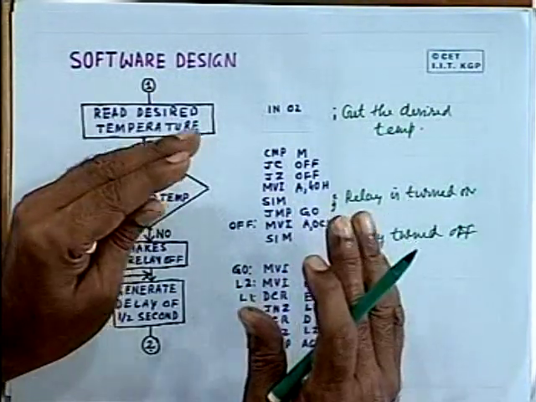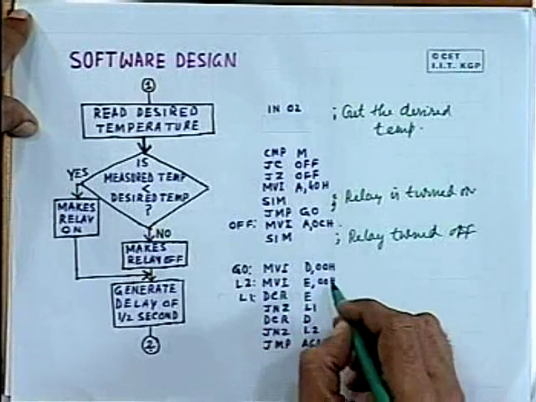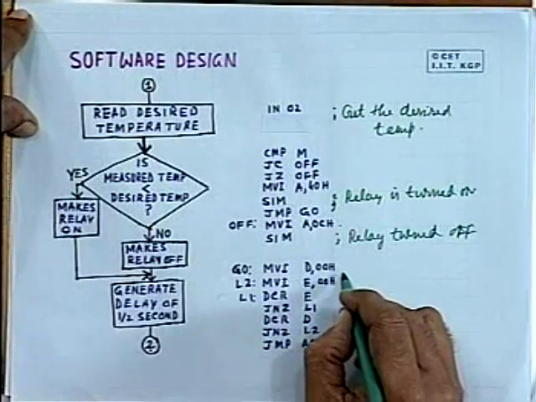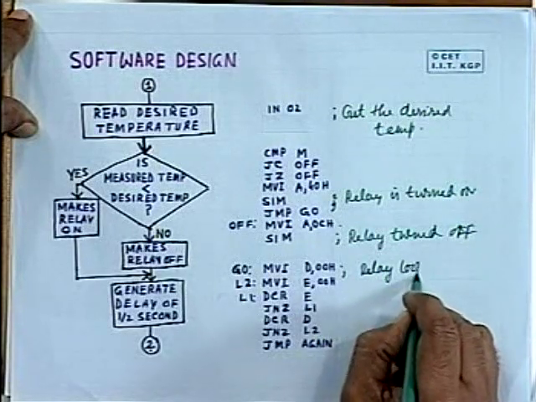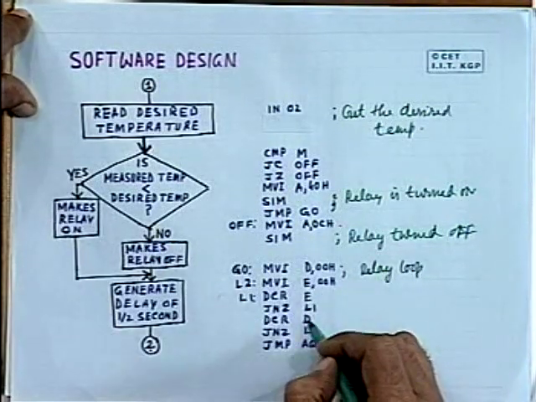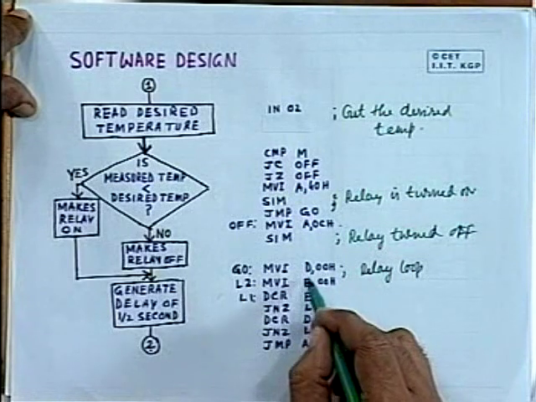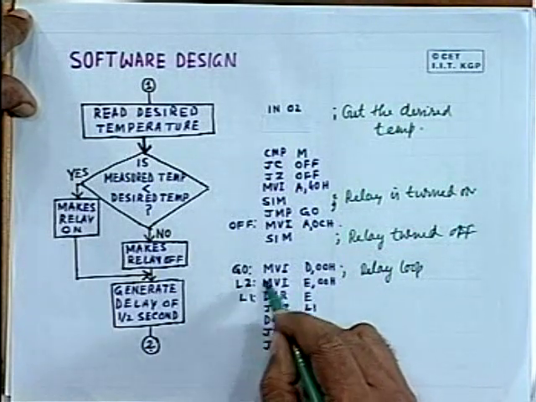And after making the relay on and off, you should wait for some time, because the temperature of the water bath does not rise very quickly. So you wait for some time, then again you go back to the original program. To do that, a delay has been generated. This is the delay loop, which has been implemented with the help of two registers D and E, using two nested loops.